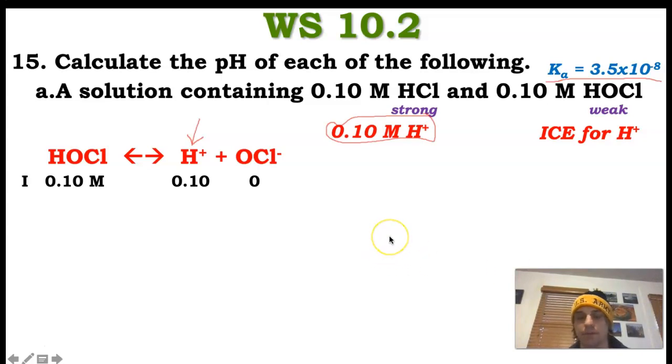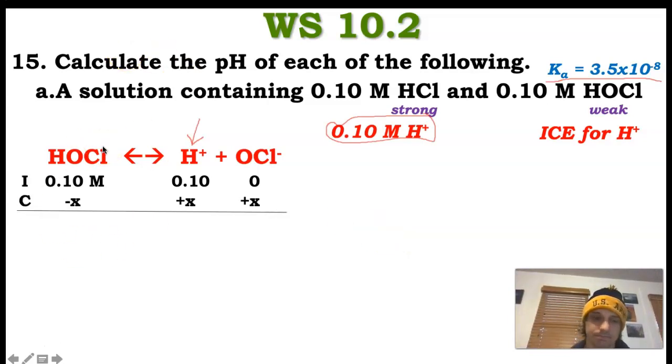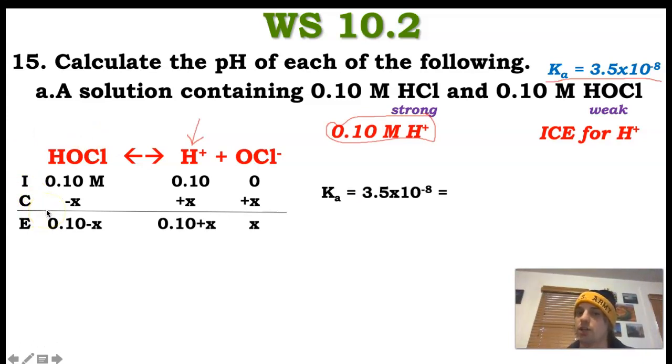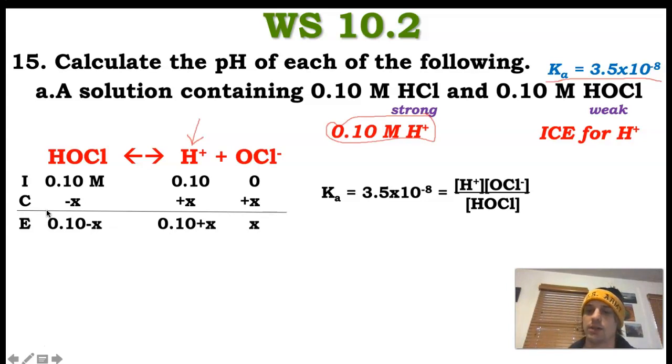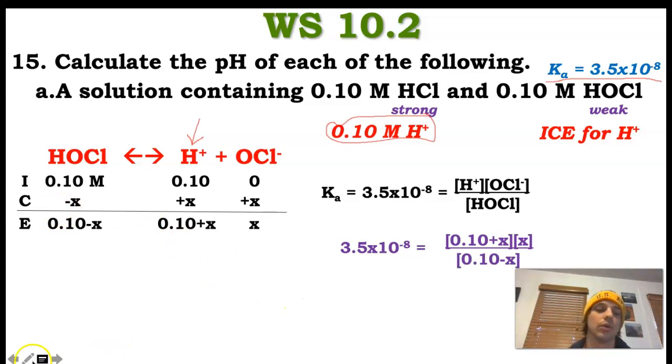Okay. So I'm going to keep going. To do this problem, I'm going to finish this ICE table. Hopefully we're comfortable with that. Next, I write my equilibrium expression using my Ka value. That is given to me in the problem. Again, I should have given that to you. All right, so now I'm going to plug them in. There we go. What can I ignore?